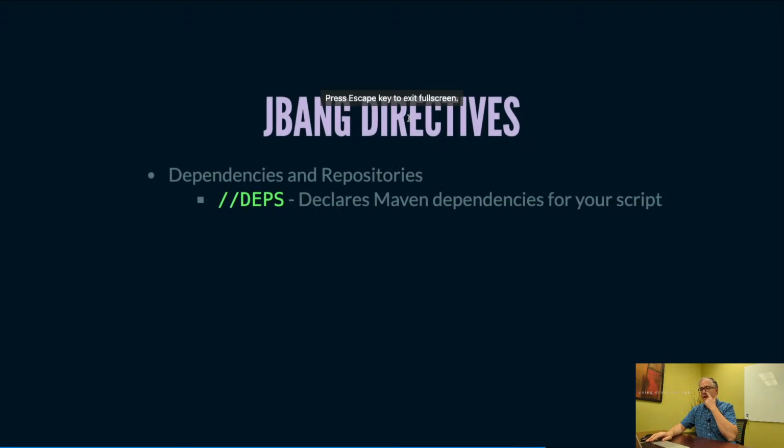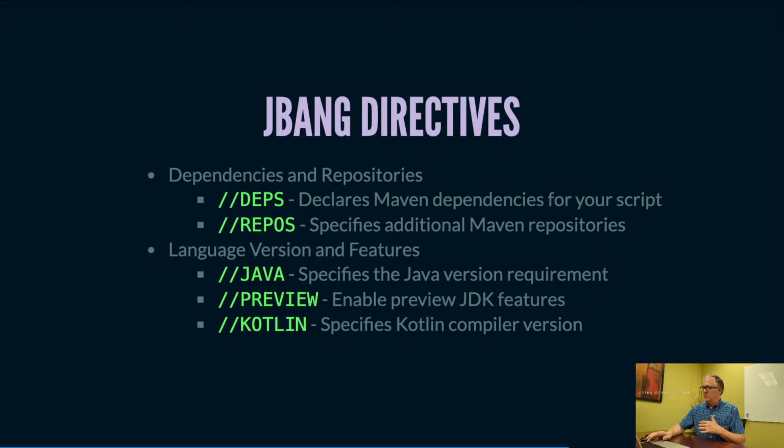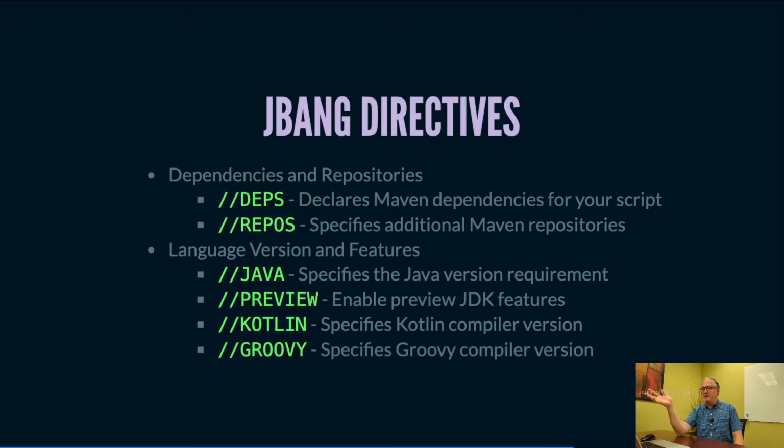But there's some other terms I want to introduce you to. Just real quick, the directives. These are all of them, but there's a number of them. Dependencies, you can specify repositories, like if you have an internal repository that we use, or your own company repo or whatever, you can specify that, and it'll search there as well.